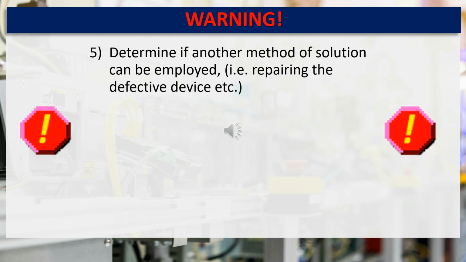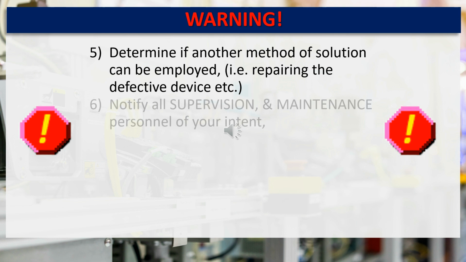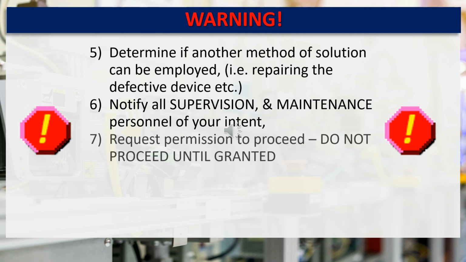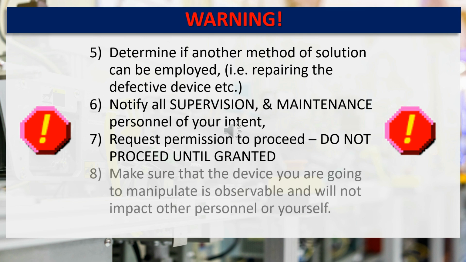5. Determine if another method of solution can be employed, for example, repairing the defective device. 6. Notify all supervision and maintenance personnel of your intent. 7. Request permission to proceed. Do not proceed until granted. 8. Make sure the device you are going to manipulate is observable and will not impact other personnel or yourself.